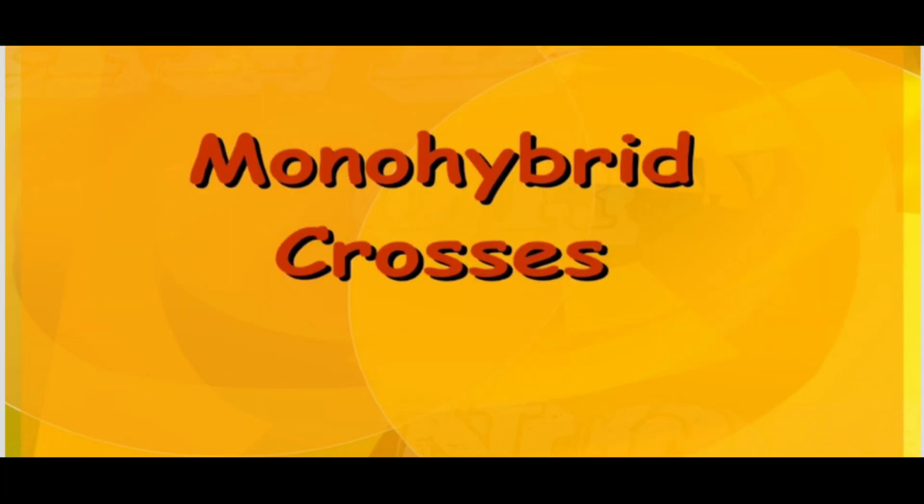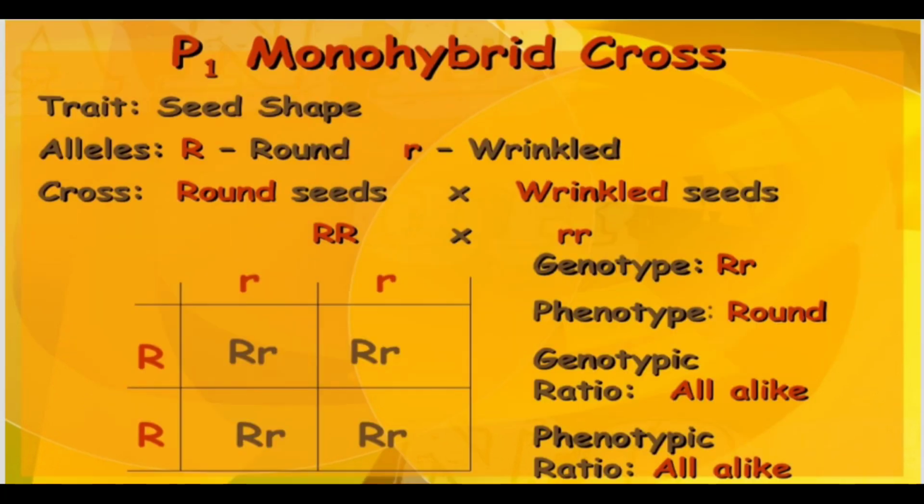Let's study the monohybrid cross. The character we are taking for the monohybrid cross is seed shape. We know that seed shapes are round and wrinkled. Round is dominant, so we are going to take capital R for round, and wrinkled is recessive, so we are going to take small r for wrinkled. We are going to cross round seeds and wrinkled seeds. The gametes for the round seeds are capital R, and for wrinkled, small r.